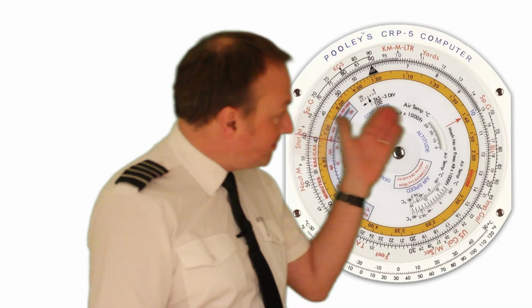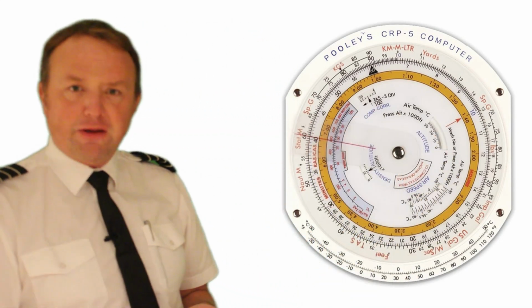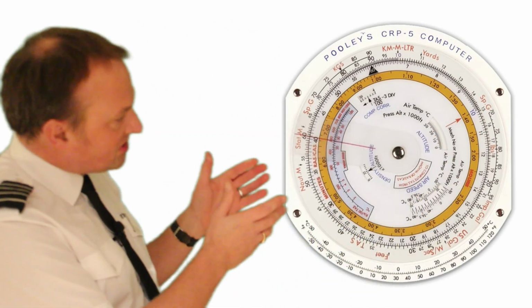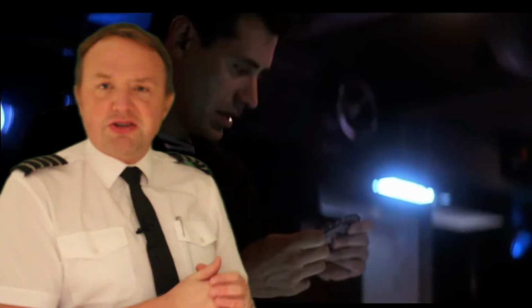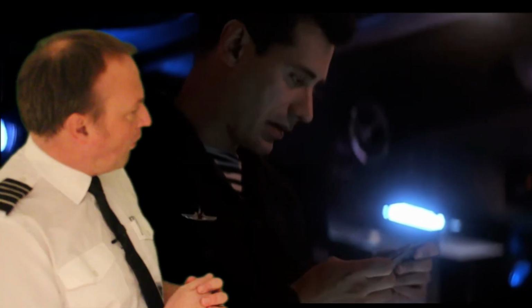Hello and welcome to this video tutorial on the computer side of the CRP5. Now this is in essence a circular slide rule. A slide rule is a powerful computational calculation device that was used to send rockets to the moon during the Apollo program and navigate Soviet nuclear submarines during the Cold War. But we're going to use it here to carry out various calculations in the world of aviation.